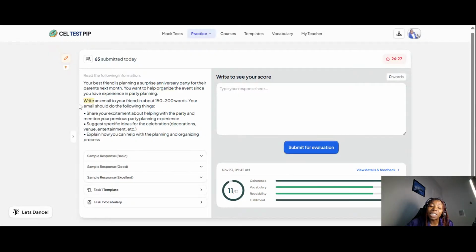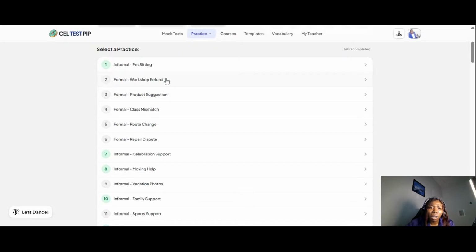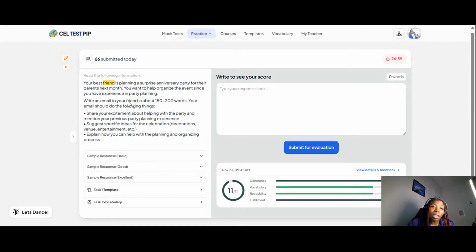You want to organize. This should be an informal email, because he's your best friend. All right, so this is an informal one. We'll just explain it and you'll see. Your best friend is planning a surprise anniversary party for their parents next month. You want to help organize the event since you have experience with event planning. Write an email to your friend in about 150 to 200 words.